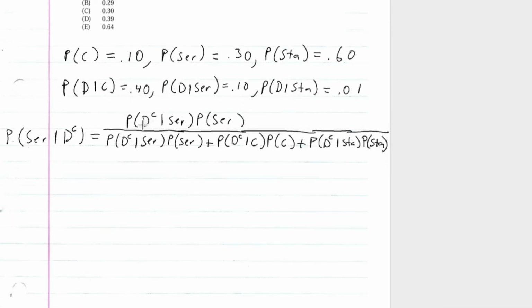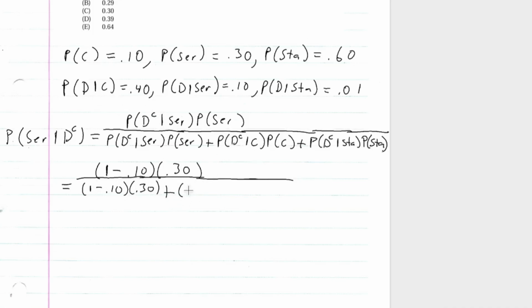So we know that D given serious is 0.10, so D complement given serious would be 1 minus 0.10, times the probability of serious, 0.30, over the same thing here, 1 minus 0.10 times 0.30, plus, D given C is 0.40, so D complement given C would be 1 minus 0.40 times the probability of critical, 0.10, plus, D given stable is 0.01, so this would be 1 minus 0.01 times the probability of stable, 0.60.